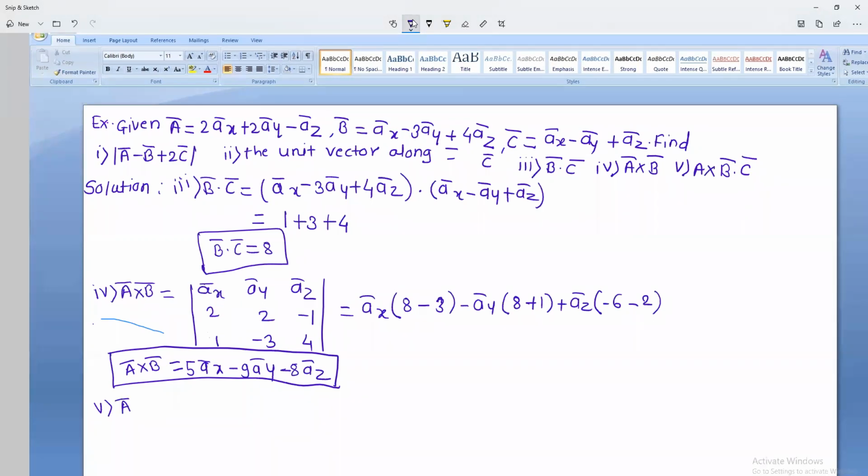The fifth one is a bar cross b bar dot c bar. Now what will we solve first? A bar cross b bar or b bar dot c bar? Six. 6. Right. 6 is right. Okay.